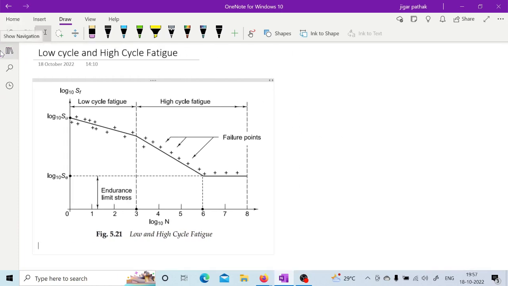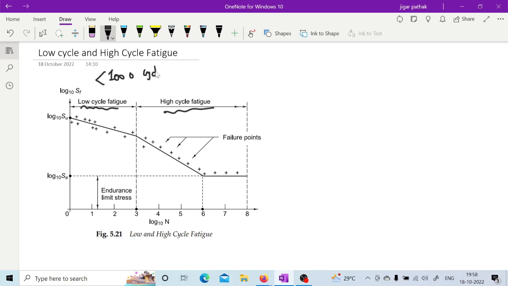So that is low cycle and high cycle fatigue. As we have just seen, the graph plotted was in this region only, high cycle fatigue. This low cycle fatigue is very rarely used, because low cycle fatigue means the component is going to fail in less than 1000 cycles, or less than 1000 cyclic stress.